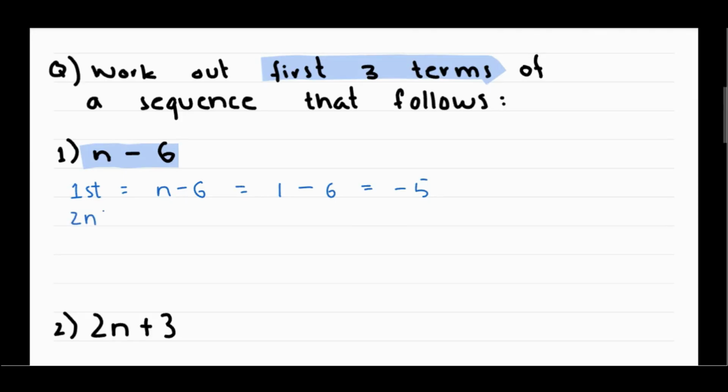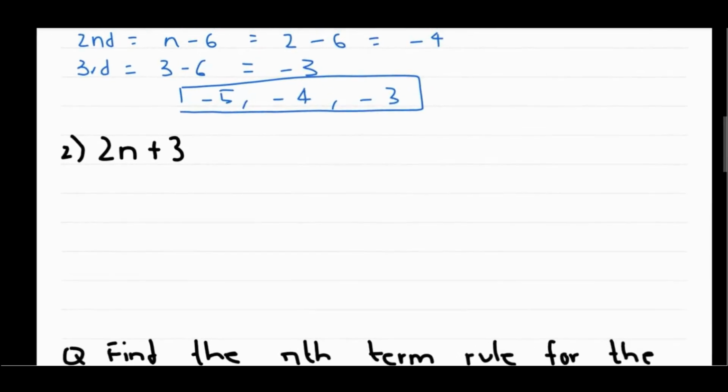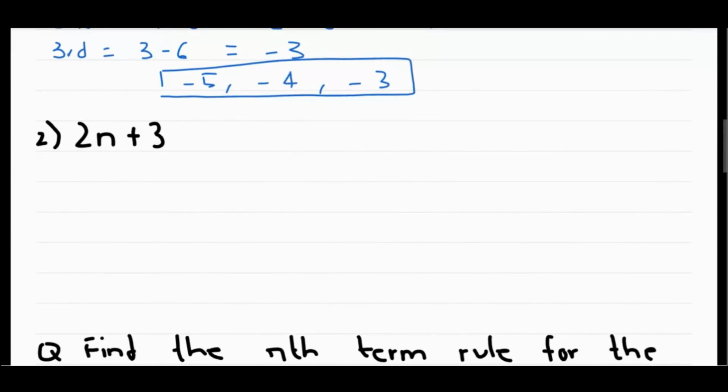Now the second term we work out in the same way, n minus 6. So n is equal to 2, and 2 minus 6 gives us minus 4. Whereas the third term would be 3 minus 6, which gives us minus 3. So our sequence basically would be minus 5, minus 4, minus 3. This is our sequence. Now this question right here gave us another nth term rule.